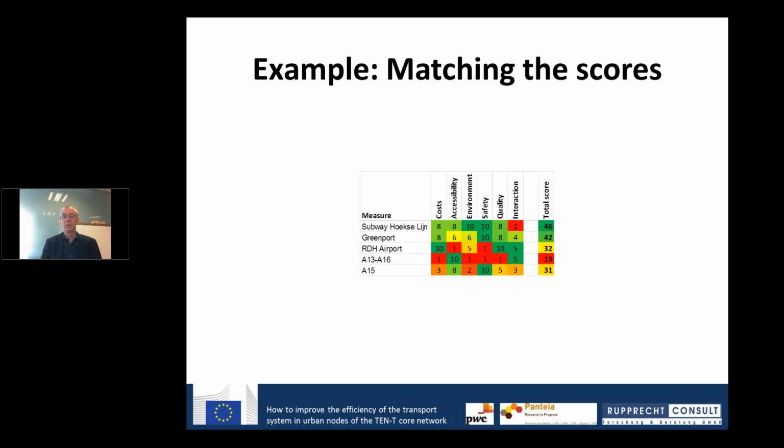Now here's an example of matching the scores. Here we put all scores together, and as can be seen, the A13, A16 scores least, while the subway Hoekse line scores best, based upon the different policy objectives and based upon the costs. The costs are expressed right at the beginning, while the benefits concern the other 5 aspects.